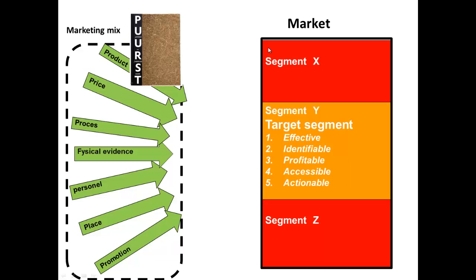So in conclusion, the first thing you do as a real marketeer is divide the market in 3 segments: segment X, segment Y, segment Z. You choose a target segment, this time it's segment Y, and you base it on the 5 criteria. It should be effective, identifiable, profitable, accessible, and actionable. Often you find different segments and you test: is segment X the best one, or is segment Z the best one? In this case segment Y is the best one because it's effective, identifiable, profitable, accessible, and actionable.